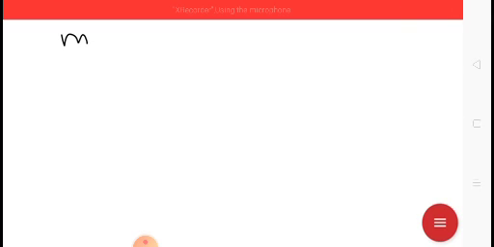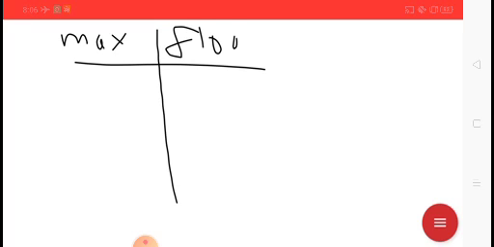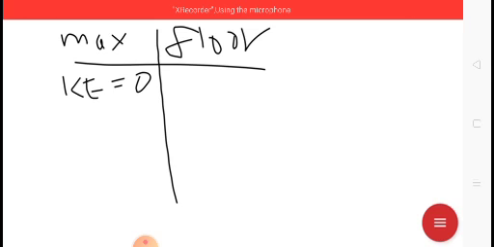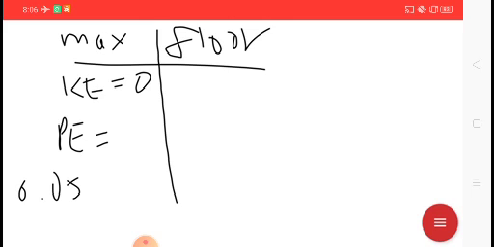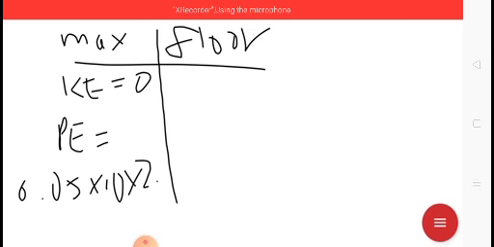So from the maximum point to the floor. At the maximum point, KE equals 0, and you have PE equal to 0.05 times 10 times 2.5. This part you don't need to use the 5.53. Because you need to find the final velocity, you just use KE equals 0 at the maximum point. It's okay already. And don't forget the work done to overcome the resistance.